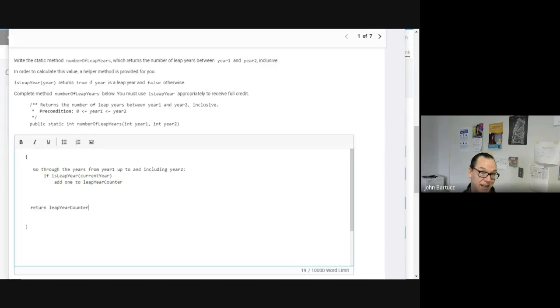Because even if you submit this, you'll get a point or two. Because here's a point, I have used is leap year appropriately. Here's a point, I'm returning a leap year counter. Right? 2 out of 5 is not bad for this. It shows that you understand what's going on. So starting with something like this is always, always, always a good idea.